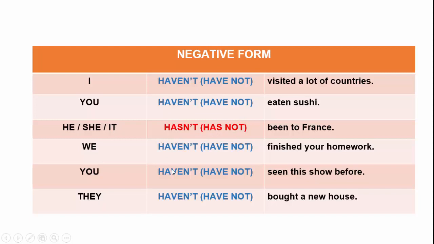Let's look at the sentences. I haven't visited a lot of countries. You haven't eaten sushi. He, she, or it hasn't been to France. We haven't finished our homework. You haven't seen this show before. And the last sentence, they haven't bought a new house.